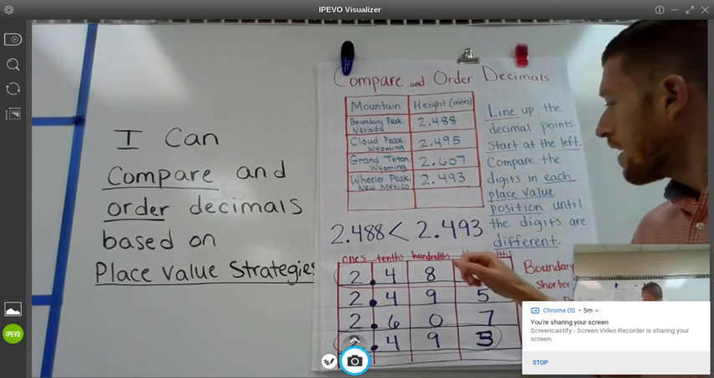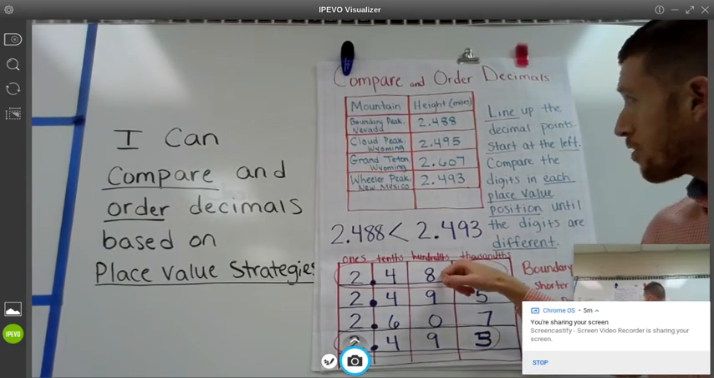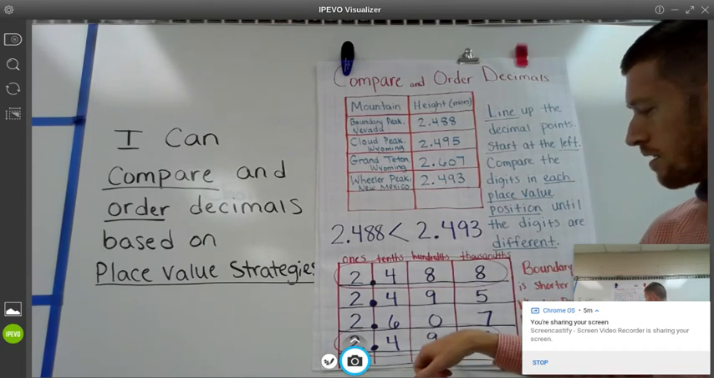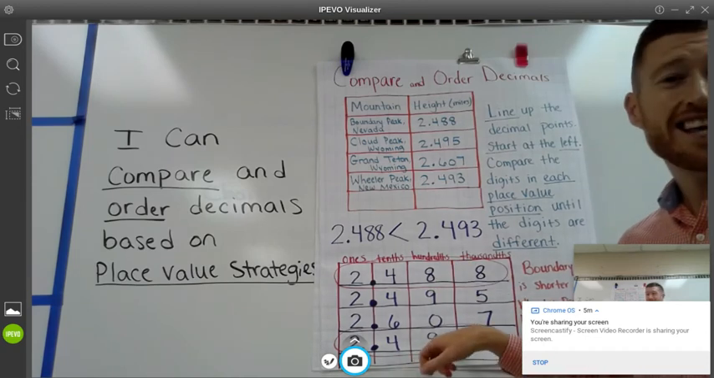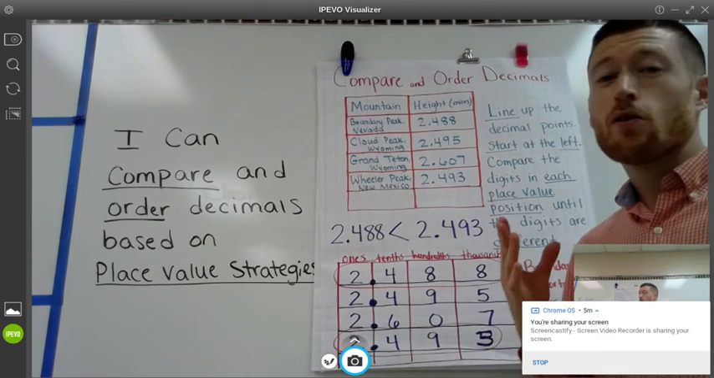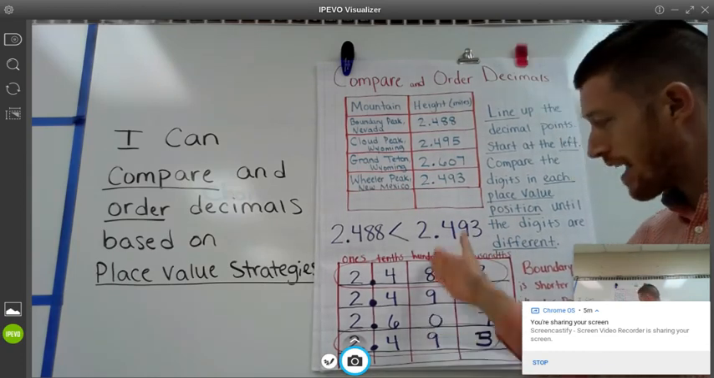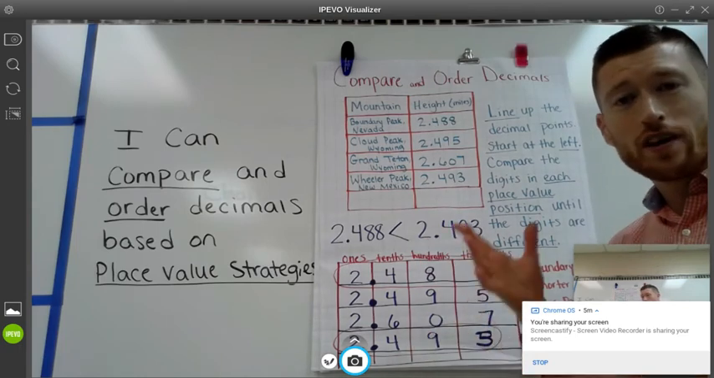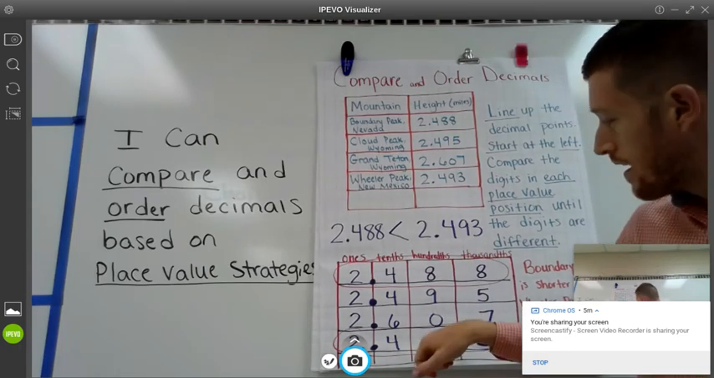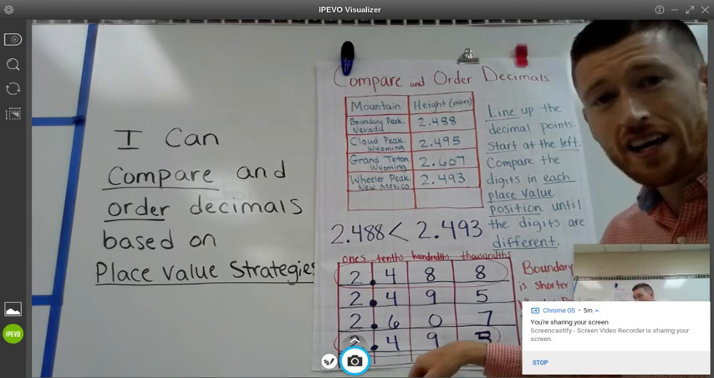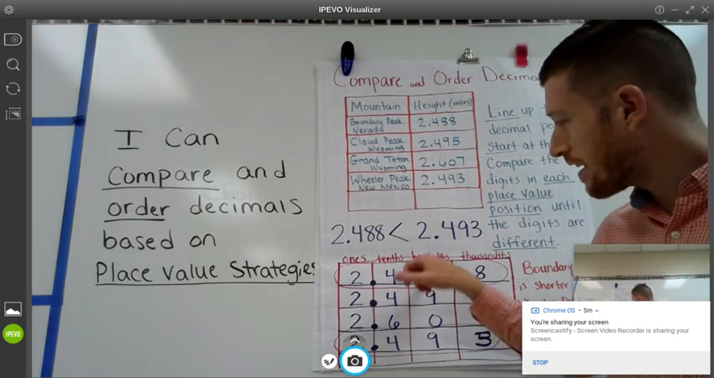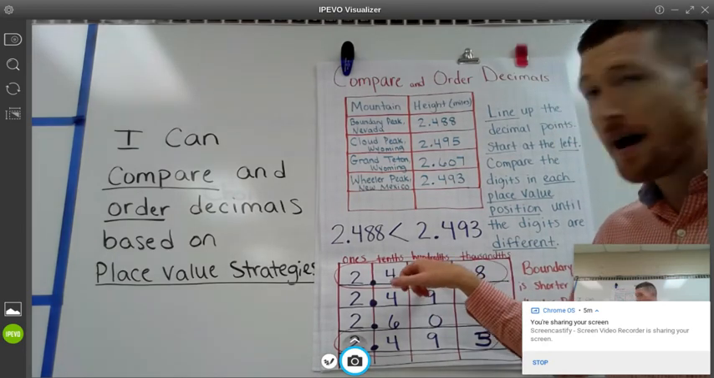Okay. Let's look at the hundredths place. Boundary Peak has an 8. Wheeler Peak, though, has a 9. So that immediately tells you that you don't have to look at the thousandths place. The hundredths place now told us which one is greater than and which one is less than. So Wheeler Peak, having a 9, is greater than the 8 in the hundredths place for Boundary Peak.